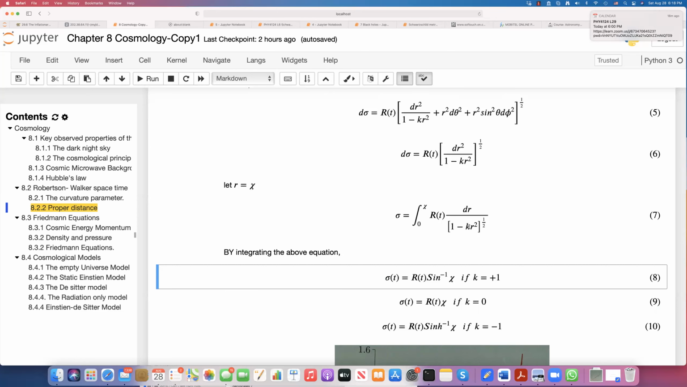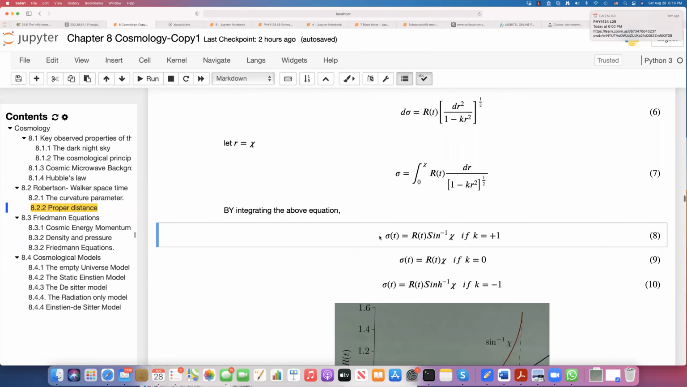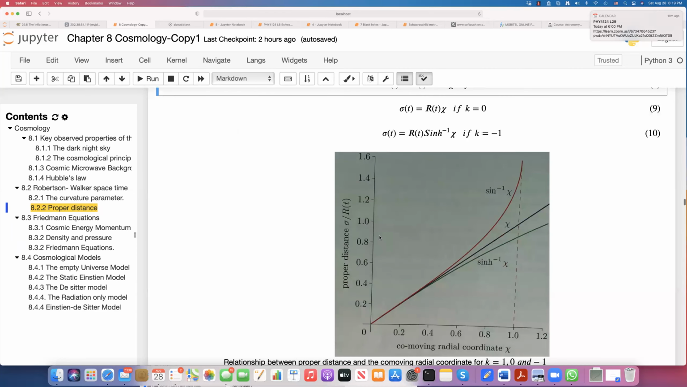If you do the integration, this will be 1 plus kr squared, and that will give you a hyperbolic function like sinh inverse, the inverse of hyperbolic sine, right? That is what I have mentioned here. Right, so those are the equations that we have. And if you plot these, if you look at the book, you will see the same thing.